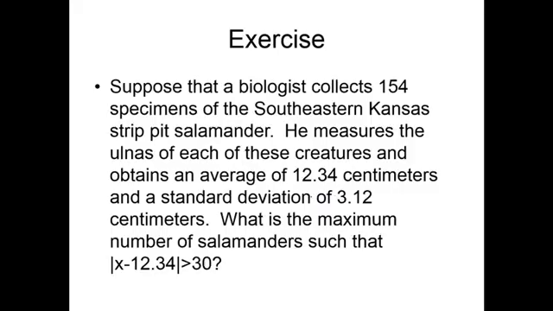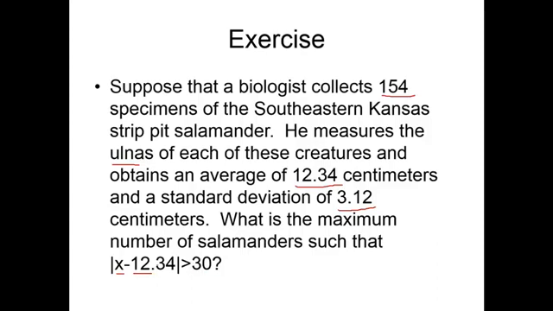And yet we can still talk about some things. We can do this exercise. Suppose that a biologist collects 154 specimens of the southeast Kansas strip pit salamander. He measures the ulnas of each of these creatures and obtains an average of 12.34 centimeters and a standard deviation of 3.12 centimeters. What is the maximum number of salamanders where the absolute value of x minus 12.34 is greater than 6.12?